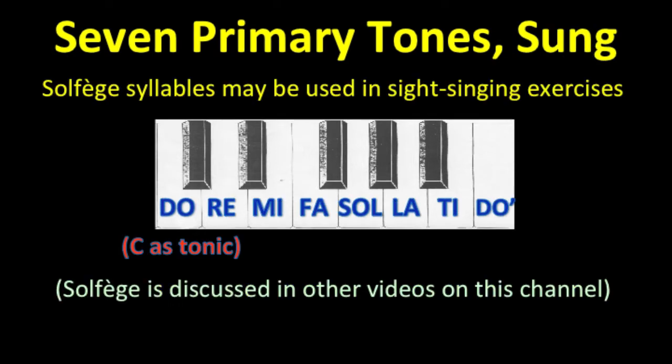If we designate the pitch C as the fundamental tone, which is also called the tonic, the primary tones can be sung as solfège syllables do, re, mi, fa, sol, la, and ti. Solfège is discussed in other clips.